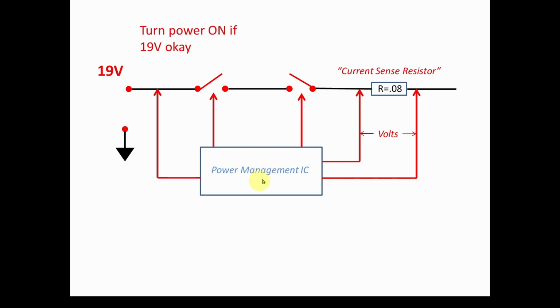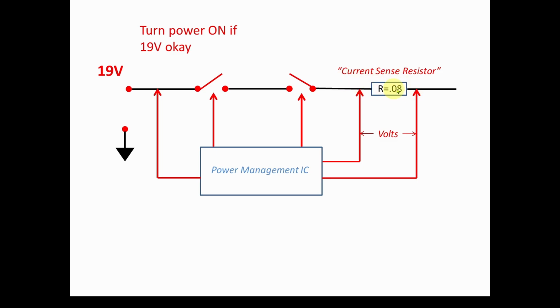So now what if we want this chip to determine whether it can close these switches and feed the 19 volts into our circuit? One requirement is we turn the power on if the 19 volts coming in from the power jack is there, right? If it's legitimate 19 volts, not too high, not too low, we can have this IC close these switches. However, we need to measure that.